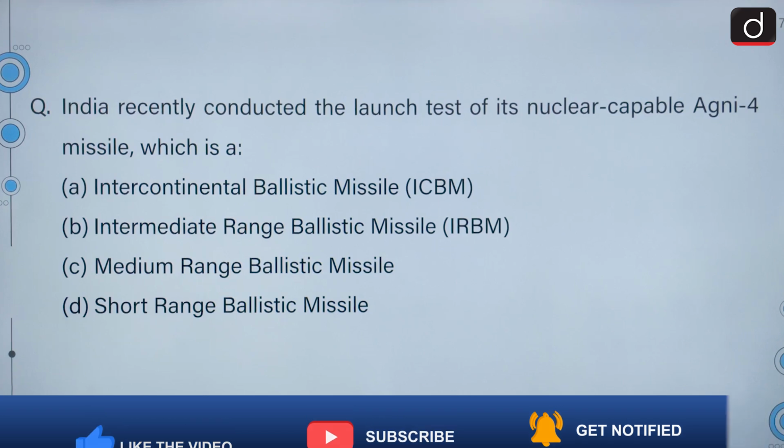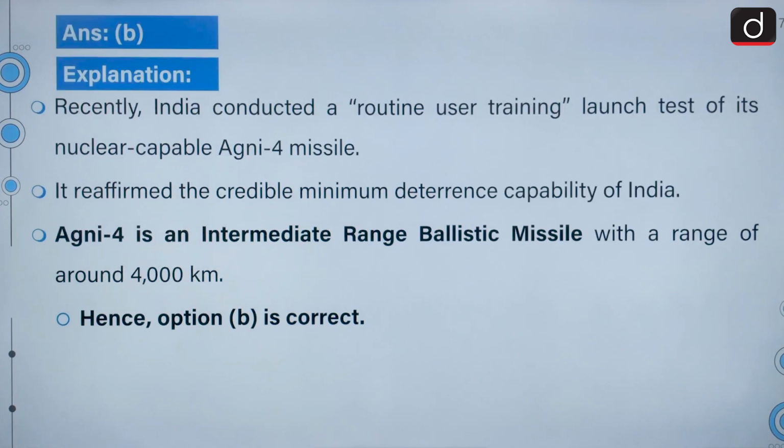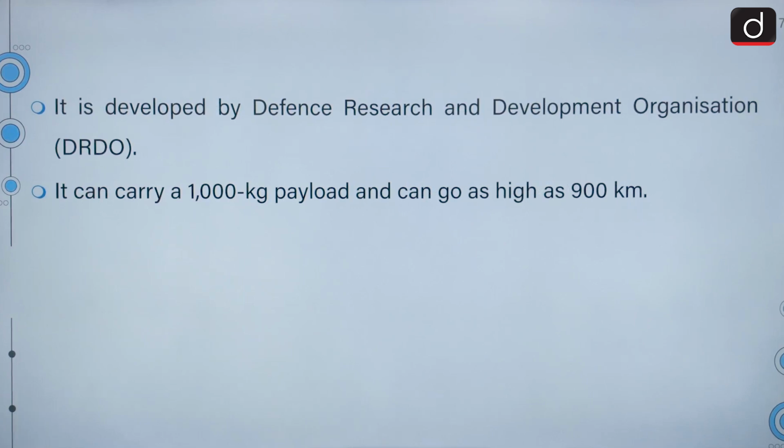India recently conducted the launch test of its nuclear-capable Agni 4 missile, which is an intermediate-range ballistic missile. B is the correct answer. Recently, India conducted a routine user training launch test of its nuclear-capable Agni 4 missile. It reaffirmed the credible minimum deterrence capability of India. It's an intermediate-range ballistic missile with a range of around 4,000 km. It's developed by DRDO, can carry a 1,000 kg payload and can go as high as 900 km.